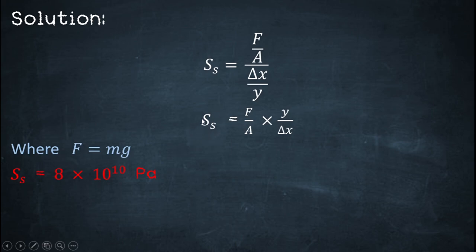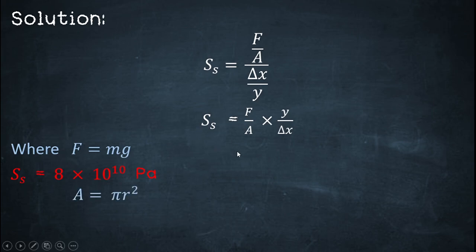Moreover, the shear modulus for steel is 8 into 10 raised power 10 Pascal. You can memorize it, otherwise it will be given in the examination. In fact, in this question the value of Young's modulus is given to us, but as it is clearly mentioned in the question that the force is producing a shear strain, that means we don't have to use the Young's modulus formula. Instead we have to use the shear modulus, that is 8 into 10 raised power 10 Pascal.